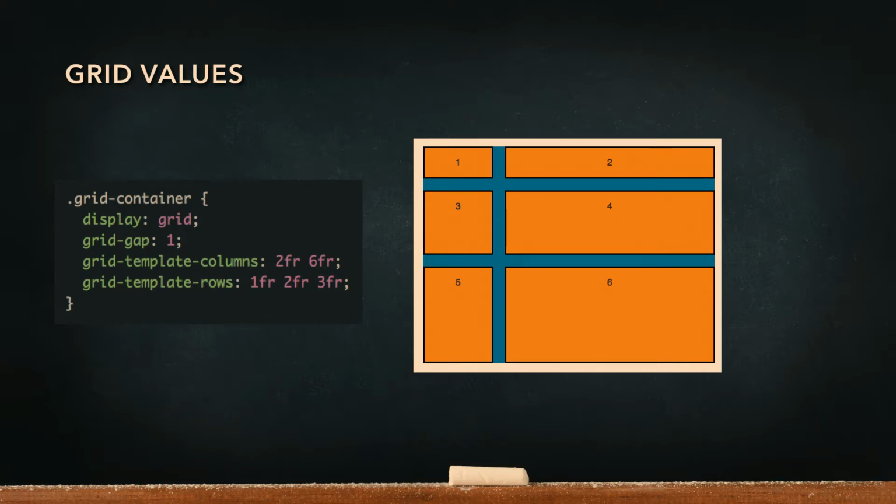So the first one's going to be 50 pixels. The second row is going to be double that because we have 2 fractional units, so it's going to be 100 pixels. And the third row is going to be 150 pixels, because 3 times 50 is 150. And then the total of the actual container, because there's no specified height on the container, is going to be 300 pixels. Yes, math. So you can see, based on this, how it leverages the fractional units.